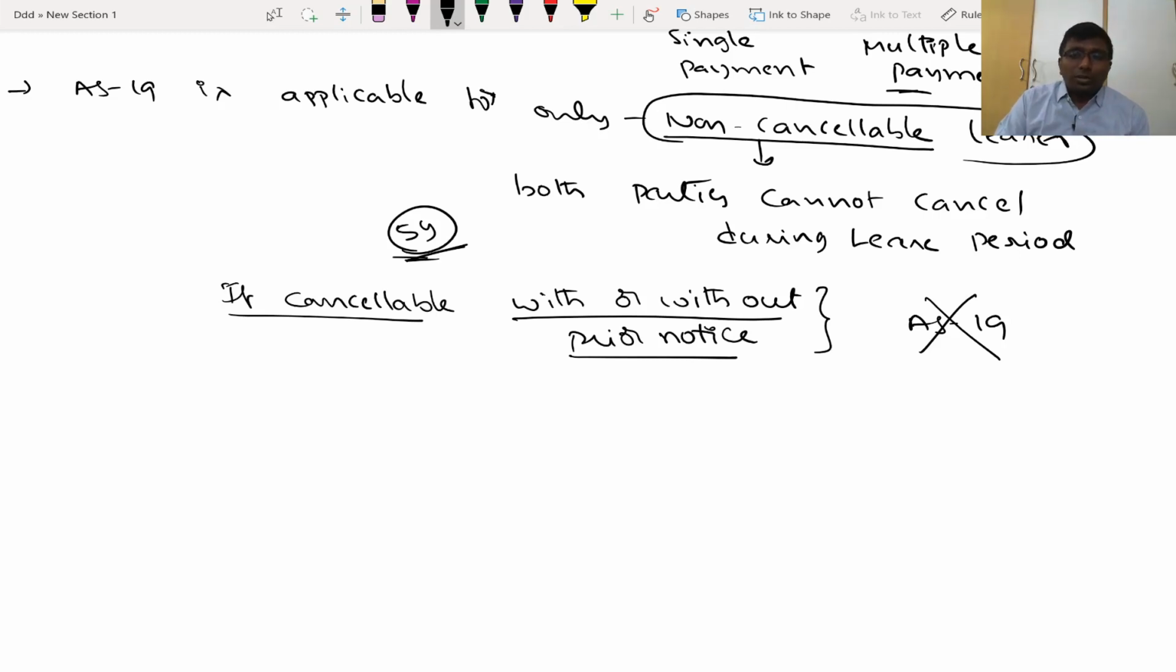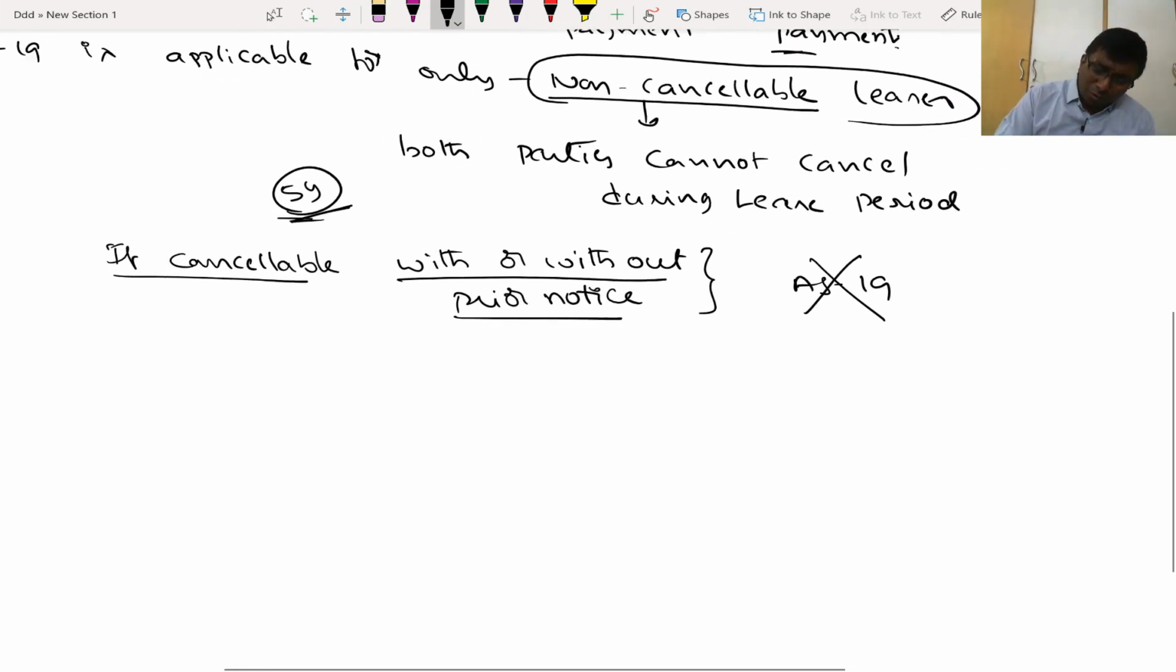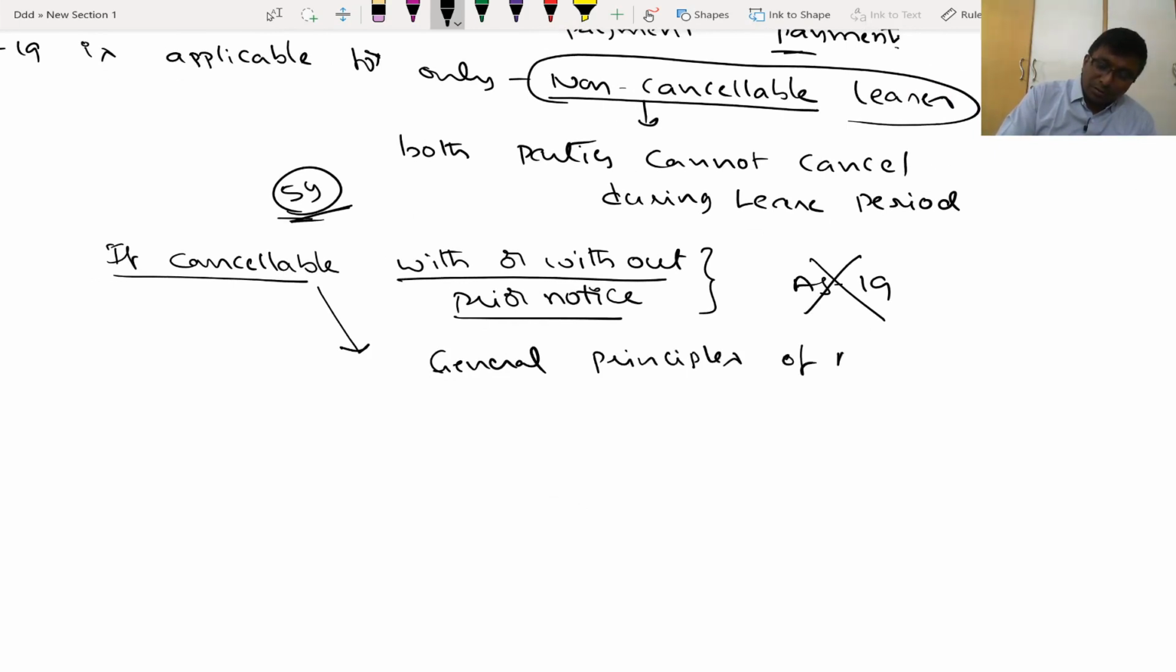Then how to account for it? Very simple. For those cancelable agreements, we follow the general principles of accounting. And the answer, general principles of accounting, is nothing more than, suppose, the accrual basis. That's all.